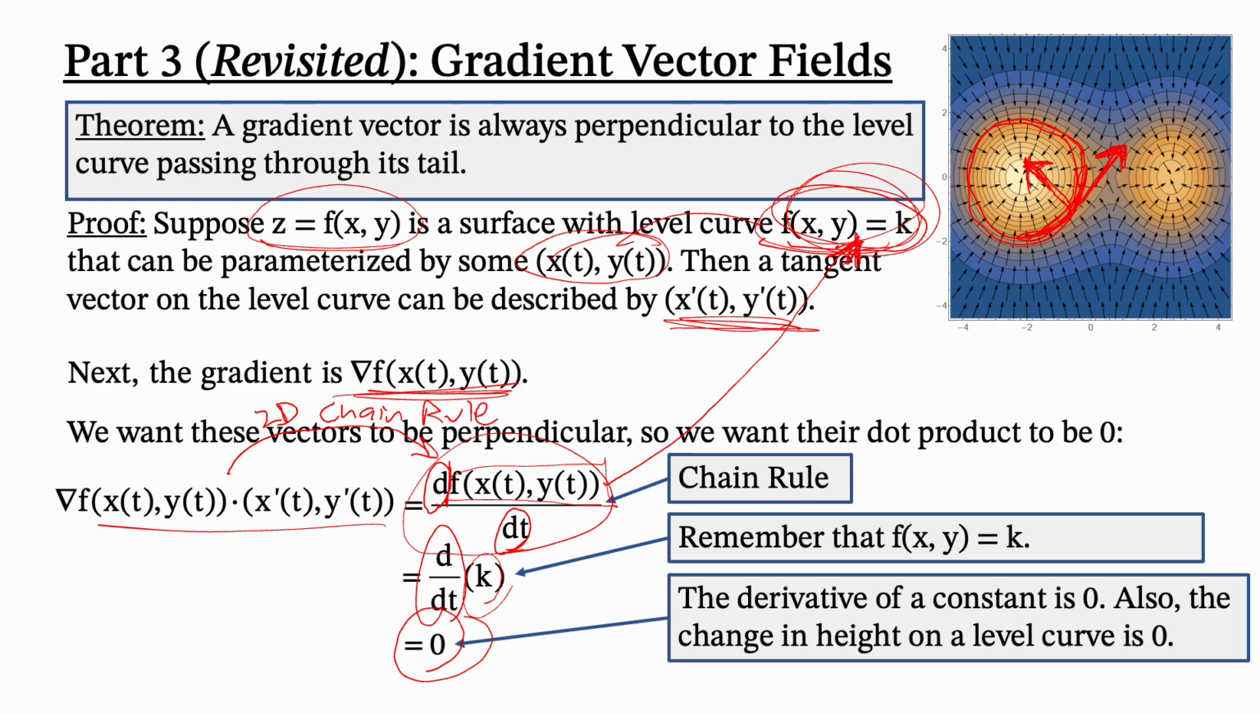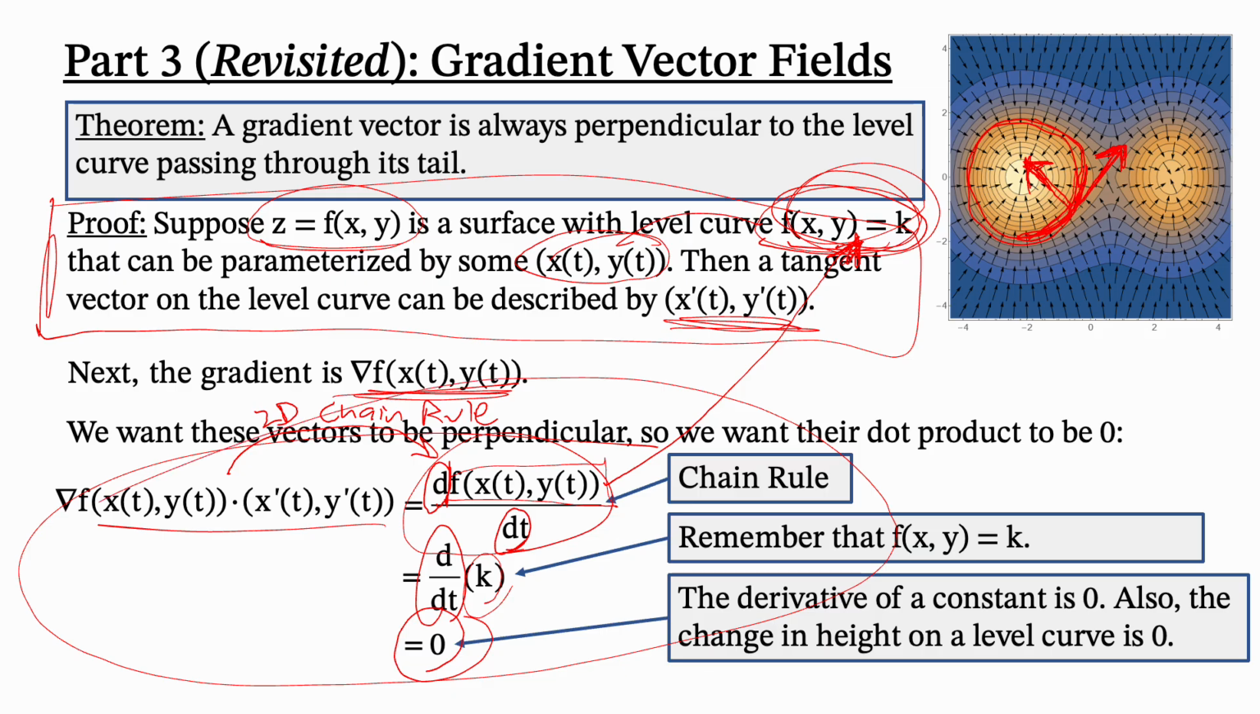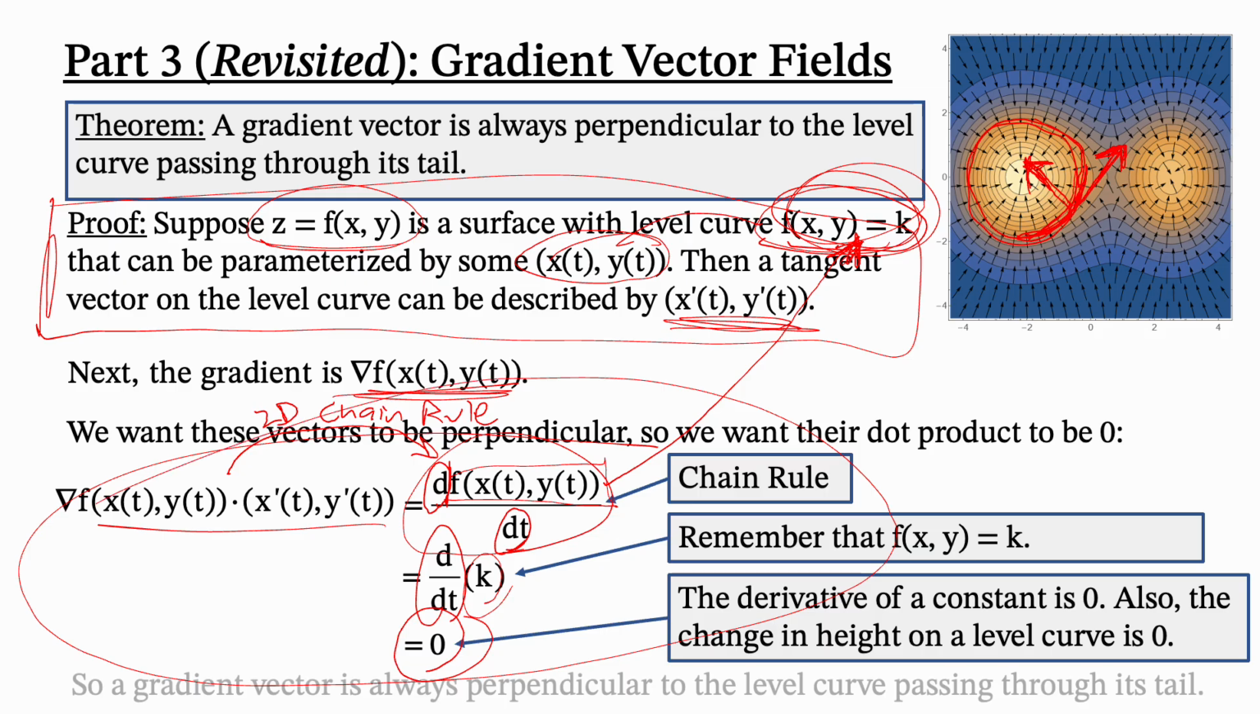The dot product of the gradient vector and the tangent vector is 0. The gradient vector is always perpendicular to the level curve passing through its tail. And this is the proof. Probably if you had to do it on a midterm, they'd give you some of this setup information for free, in the setup to the problem. And then you'd have to do this stuff and explain the steps along the way.